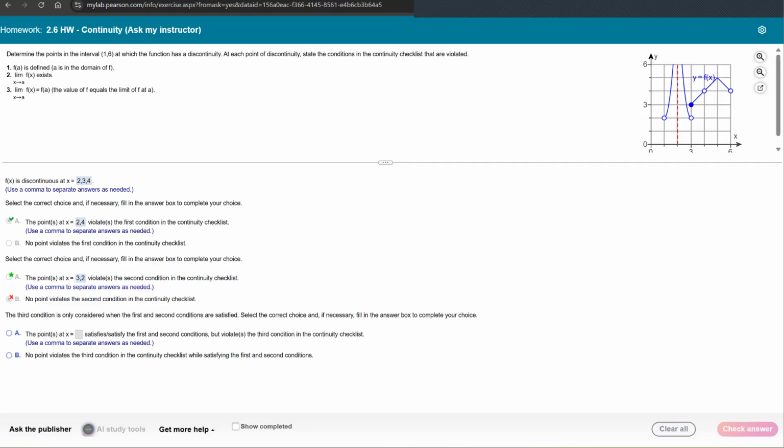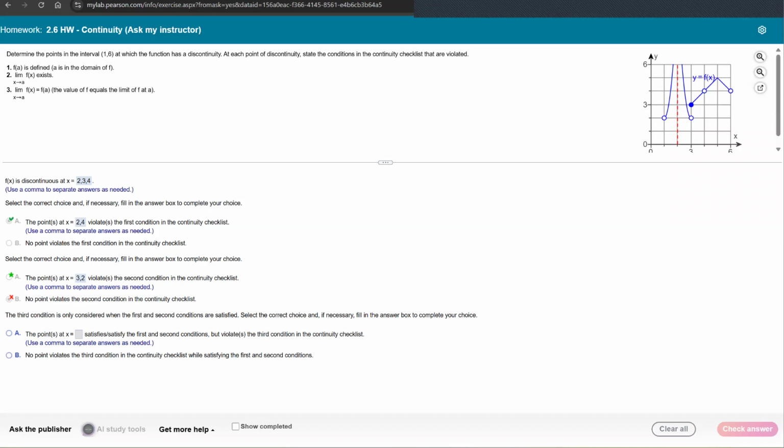So I would never answer that it's discontinuous at 1 and 6 because it's not asking if it's continuous at those points. But any value of x in between could be a potential point of discontinuity. Now, we know points of discontinuity are whenever there is a gap, a hole, or an asymptote in a graph. We have all three of those examples in this one: a gap at 3, a hole at 4, and an asymptote at 2.